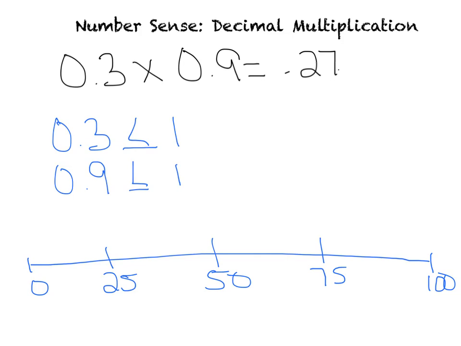But let's go back to this case. I have 0 and 3/10. I compare that to 1. I know that 3/10 is less than 1. I know 9/10 is less than 1 also. So therefore, since 3/10 is less than 1 and 9/10 is less than 1, then my answer must be less than 1. That's all there is to it.